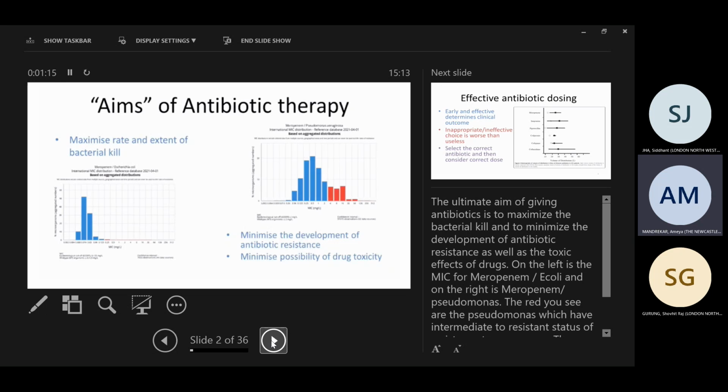I will change the slide. You can change the slide? Yeah. Oh, I think that's really high. And different bugs have different minimum inhibitory concentrations. Next slide.